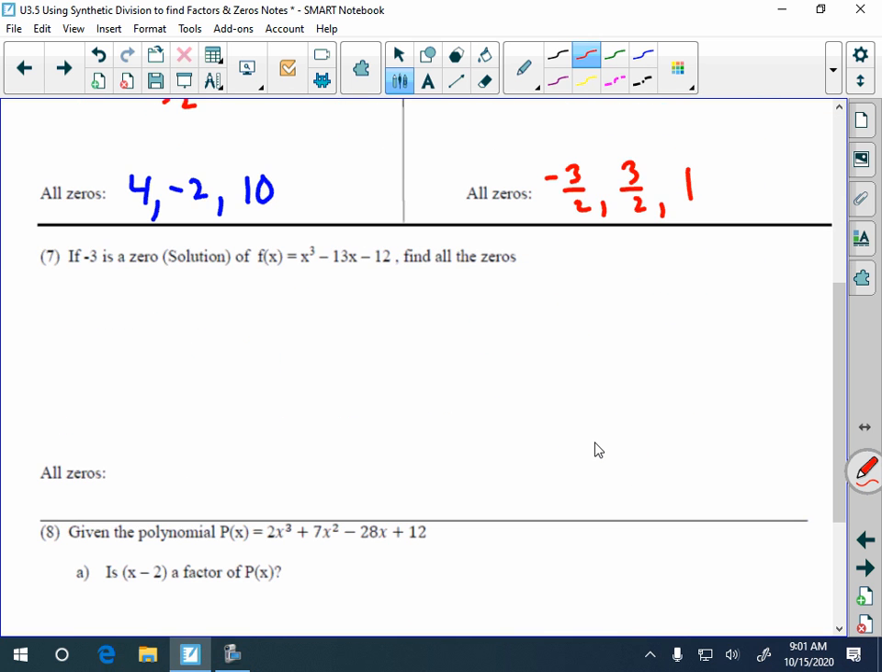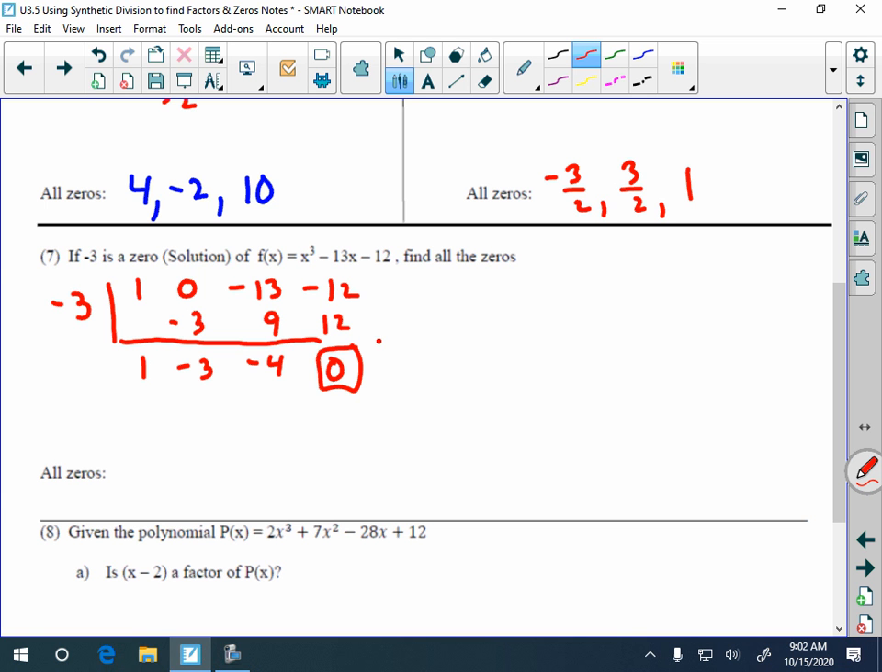All right, number 7 tells us negative 3 is a 0. All right, so here we use negative 3 on the outside. Our coefficients, 1. Now this one's missing x squared, so you've got to be careful. Put the 0 in, and then negative 13, and then negative 12. Right? Really important you put that 0 in. All right, so it's negative 3, we got down, it's positive 9, negative 4, positive 12, and 0. Okay, so this is how you're going to get that remainder 0.